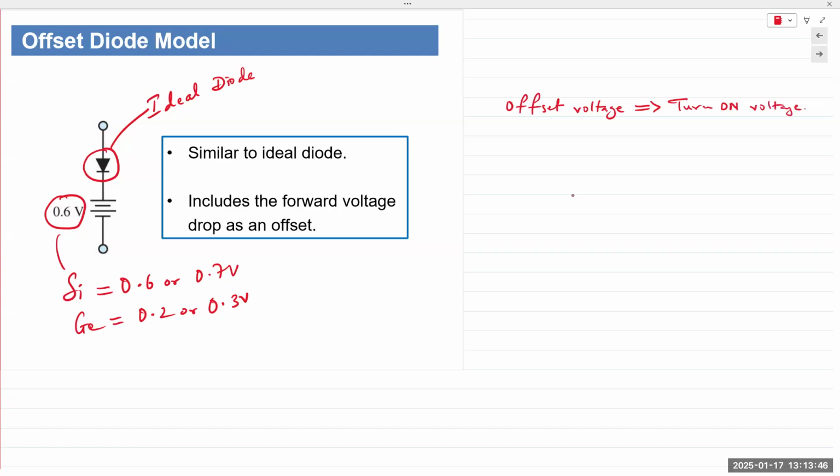Okay. Circuits can be analyzed in the exact same manner. So typically what I would do is simply analyze the circuit with an ideal diode model, either on or off. And then I would deduct 0.6 or 0.7 volts for every diode that needs to be on. The offset diode model is nothing but the ideal diode model with the diode turn on voltage.